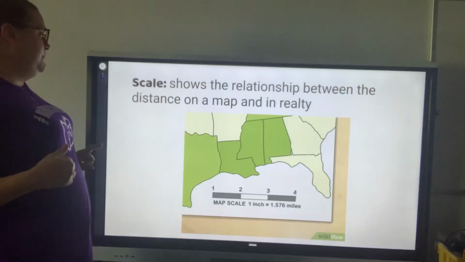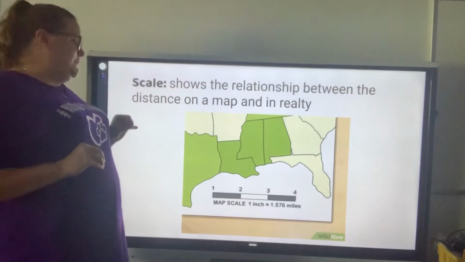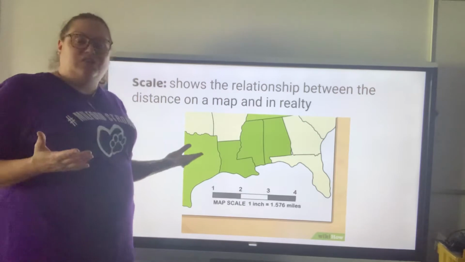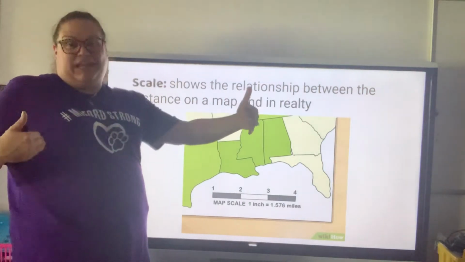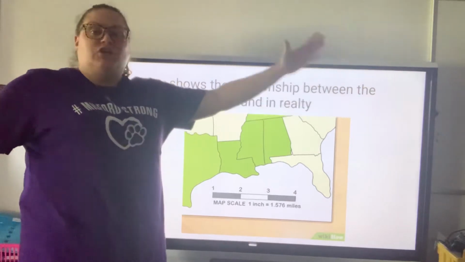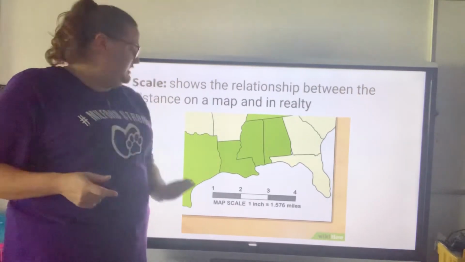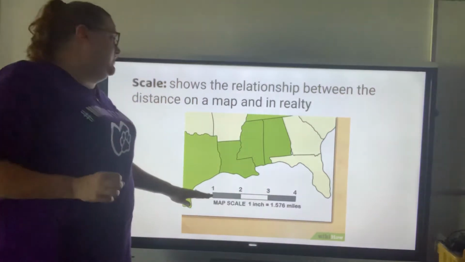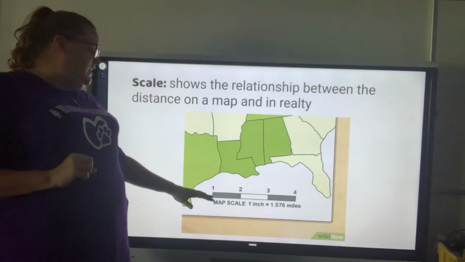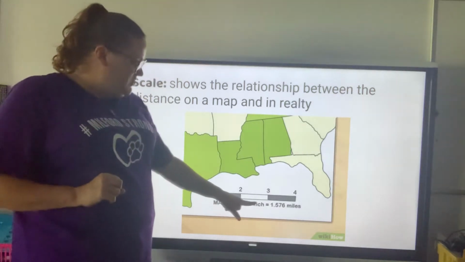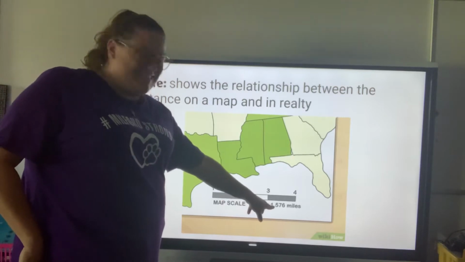And speaking of symbols, the other thing to know is that most maps will have a scale. Now I want you to think about what a map would look like if we had miles on it. It would be a gigantic map. So a lot of times they're shrunk down and you need to know the distance between things. So a map scale helps you to determine the relationship between the distance on the map and in reality. So for this one, it says 1 inch on this map would be 1.576 miles.